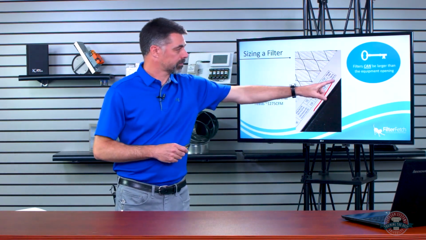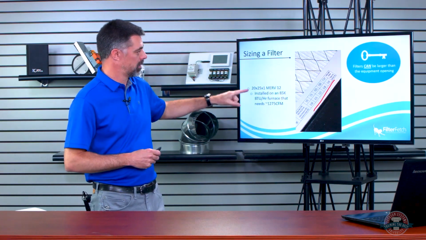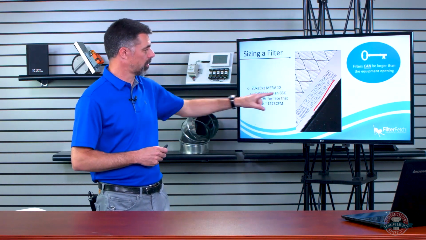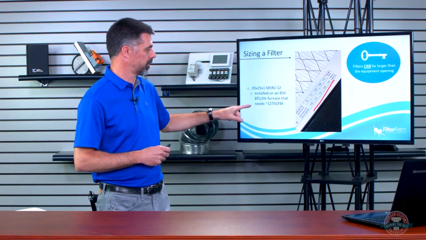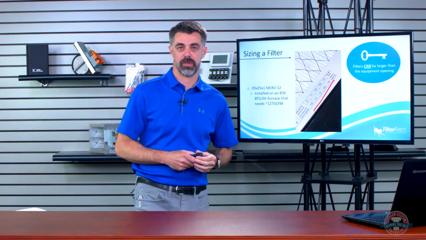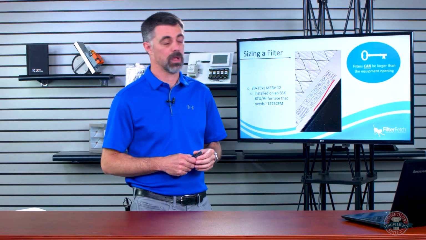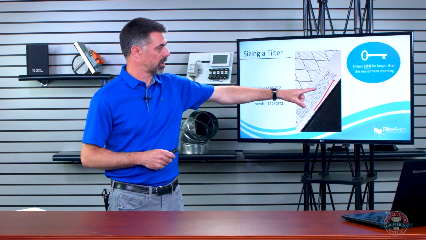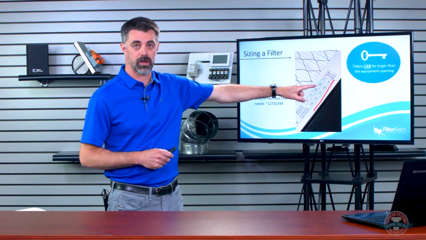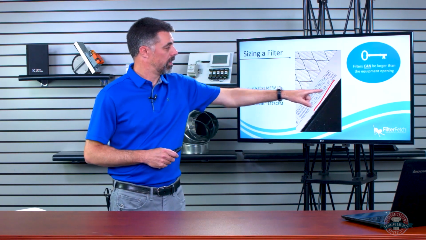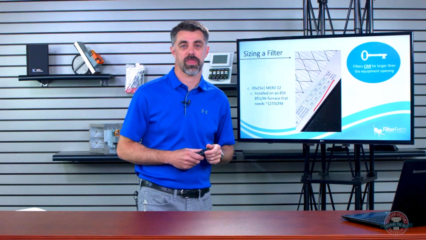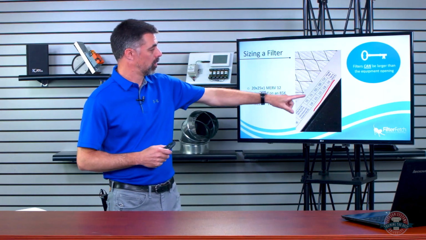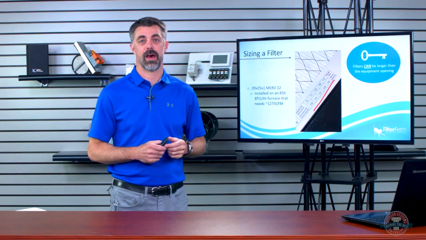Okay, so this filter happened to be a 20 by 25 by 1 Merv 12 installed on an 85,000 BTU per hour furnace that needs about 1275 CFM. So if I'm looking down here, looking across this pressure drop chart, I got 1280. It's pretty doggone close. That pressure drop on that filter is going to be about a 0.3. So 3 times what I really want to have at that 0.1.